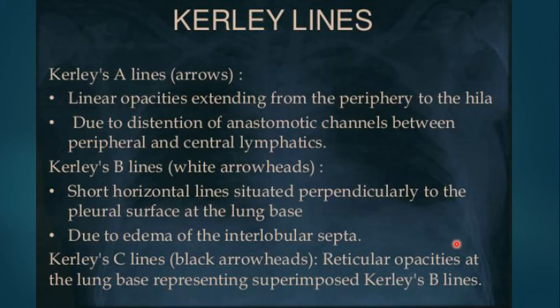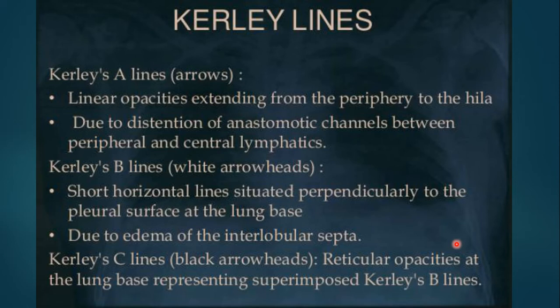What do they mean? Curly A lines are linear opacities extending from the periphery to the hilum. From the peripheral aspect of the chest, of the lungs, to the hilum. They occur due to the distension of anastomotic channels between the peripheral lymphatics and the central lymphatics. In the lung, you know there is a lymphatic system that is peripheral and central. If there is any obstruction to this lymphatic drainage, these lines will appear due to the distension of the lymphatics.